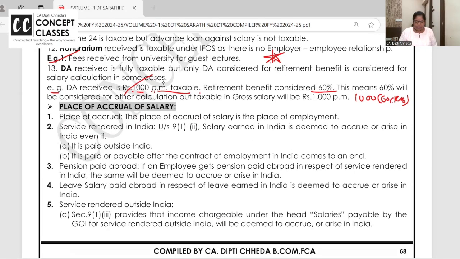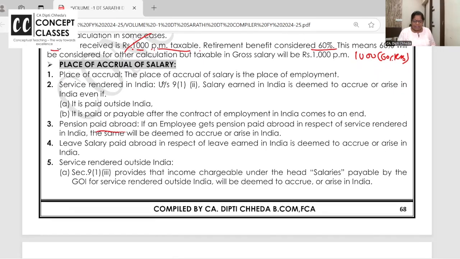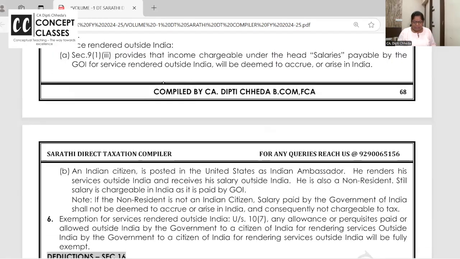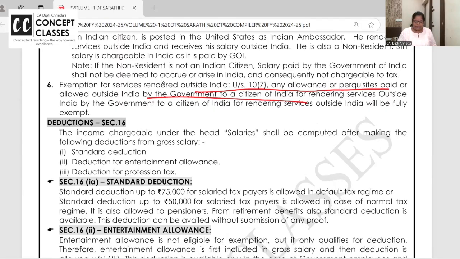Place of accrual. All the salary which is paid from India is going to be taxable here. Even when the employee retires and if they receive pension, it's going to be taxable here. Except for the allowances and perquisites which are paid by the Government of India outside India, they are exempt.